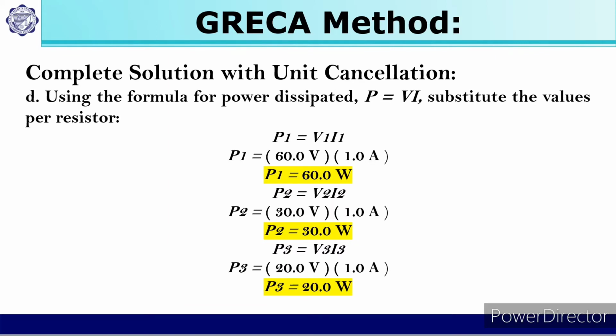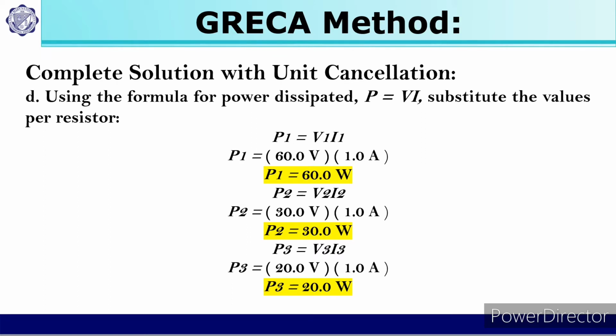Lastly, we proceed to letter D. Using the formula for power dissipated, which is voltage times electric current, substitute the values per resistor. We have power 1, voltage 1 times electric current 1. We have 60 volts times 1 ampere. The power dissipated by resistor 1 is 60 watts. For power dissipated by resistor 2, we have voltage 2 times electric current 2, 30 volts times 1 ampere. The power dissipated by resistor 2 is 30 watts. Same process with resistor 3, power dissipated by resistor 3 is equivalent to voltage 3 times electric current 3. So 20 volts times 1 ampere, the answer is 20 watts.